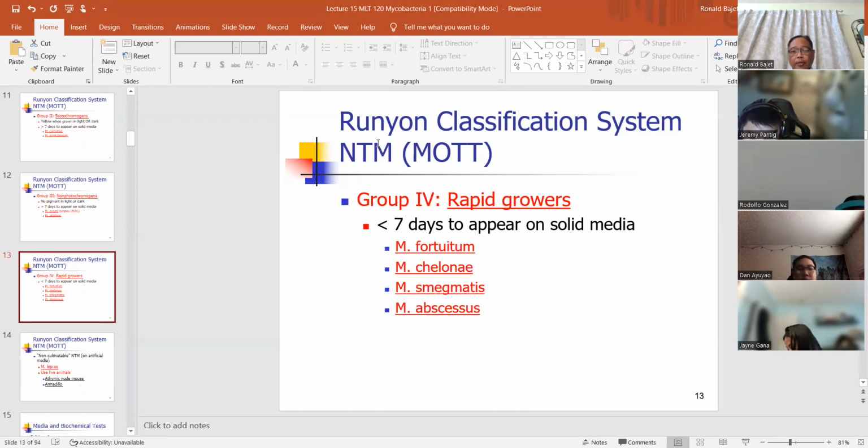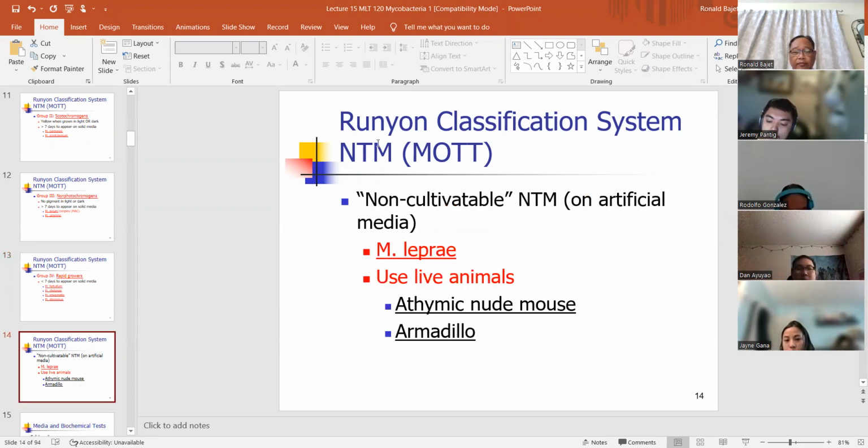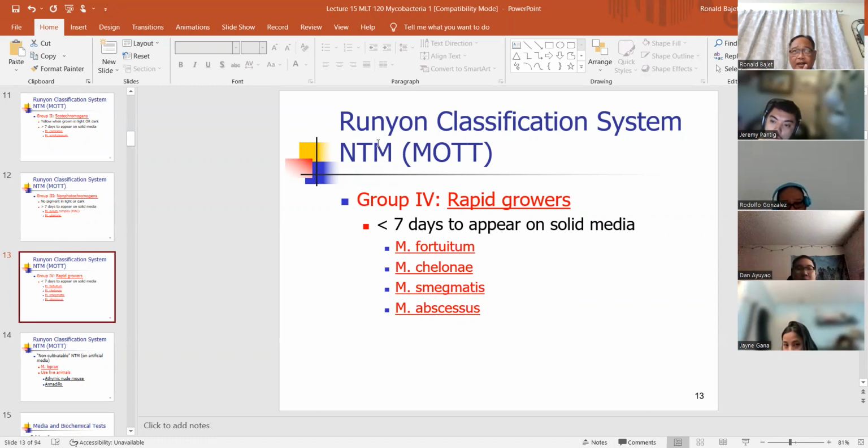The fourth group, group 4, are the rapid growers. These organisms will take less than a week to show up on solid medium: fortuitum, chelonae, smegmatis, and abscessus. The main characteristic is that they take less than 7 days to grow. I don't know what the information is on color, but if it shows up in less than 7 days, regardless of color, it's a group 4 rapid grower. All the other ones, groups 1 through 3, take more than 7 days to show up on solid medium.